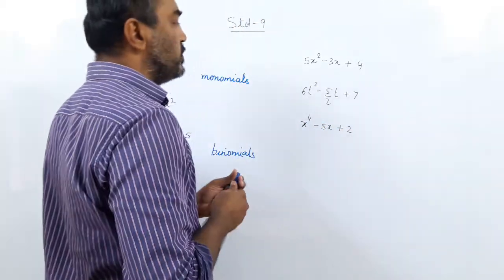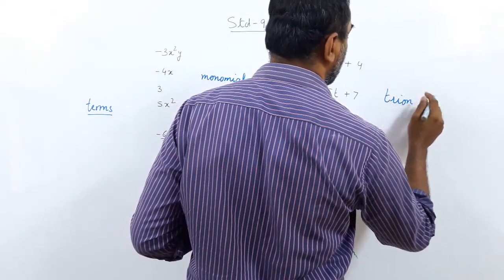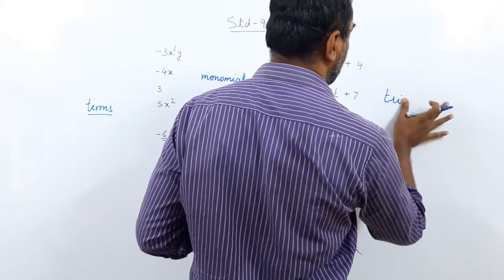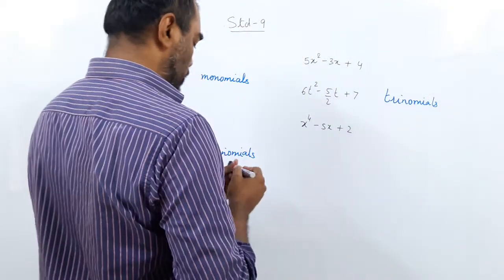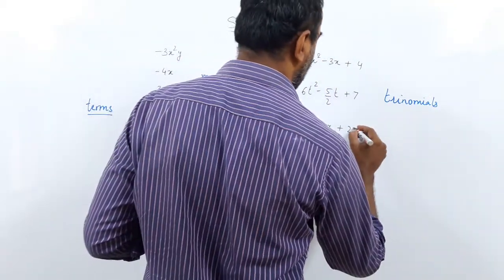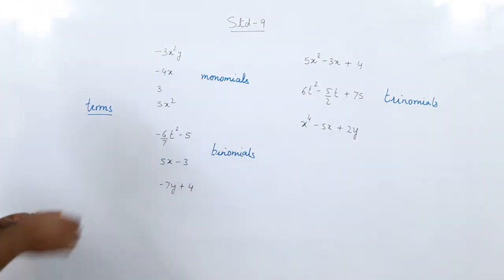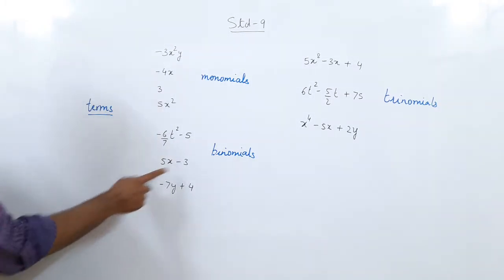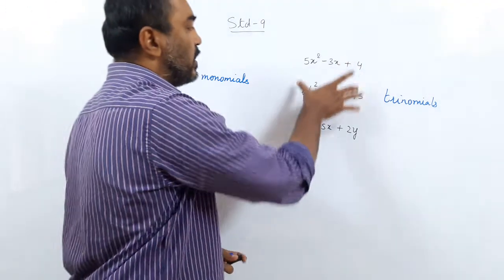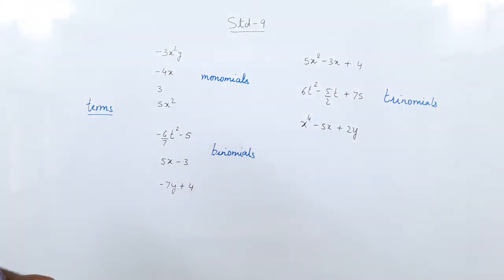These having three terms are called trinomials. Okay, and let me put here, let us say 2i, let me put here 7s. Okay. So, first we go by the terms. These are monomials, single term. These are having two terms, they are binomials. Three terms are trinomials. Usually two or more than two terms are called polynomials. So, this is based on the terms.